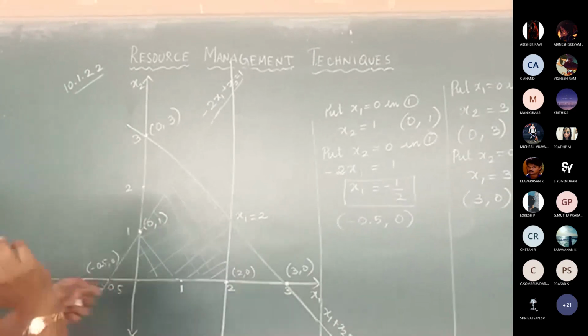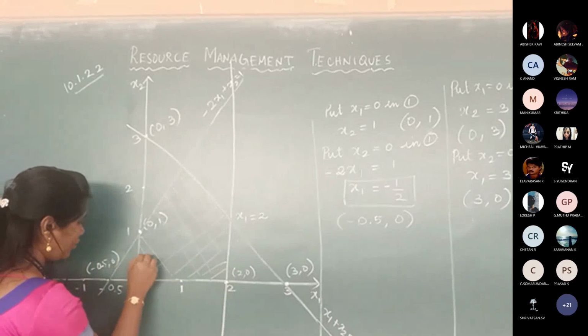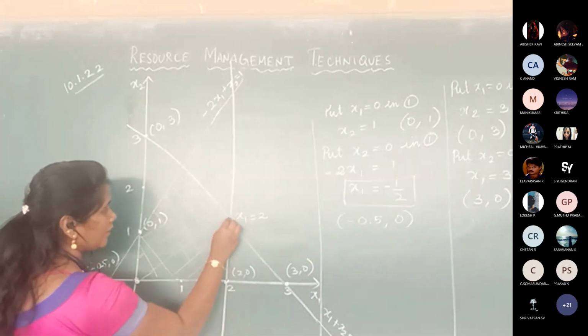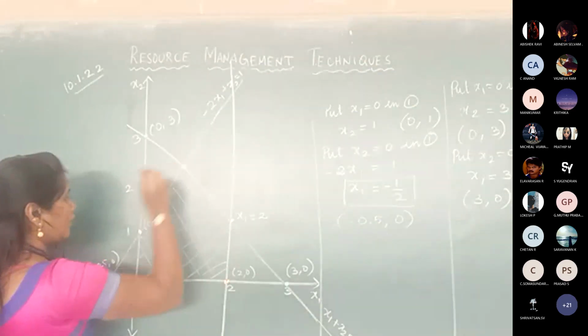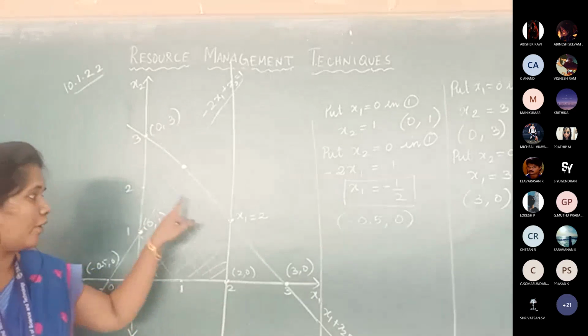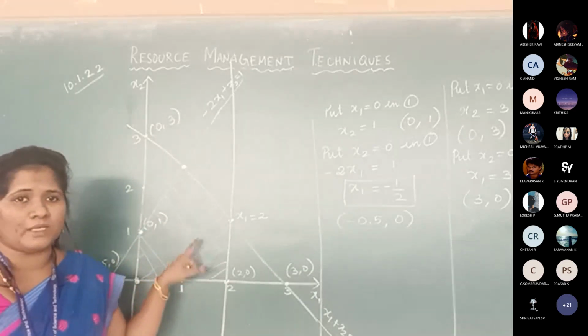And so we have to find out the values. Now these will be the points: this point, this point, this point, this point, and this point. These will be the points for which you're going to find out the value.